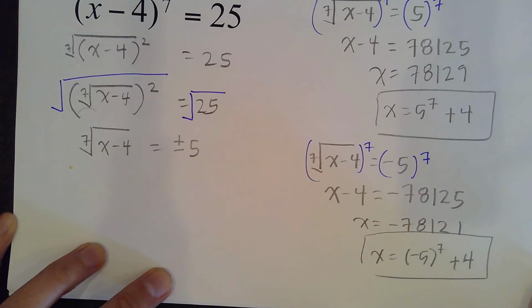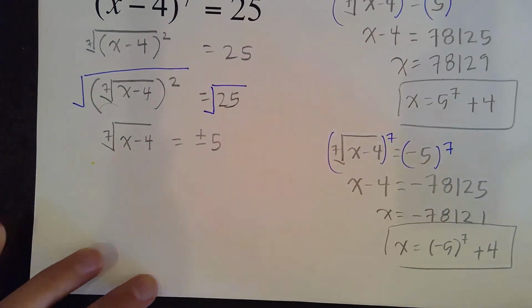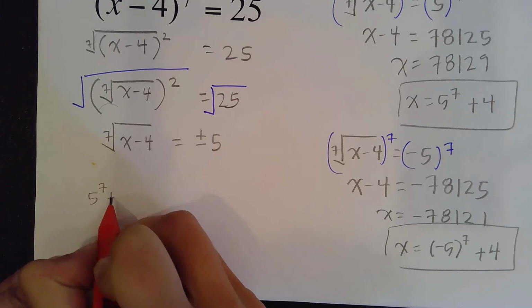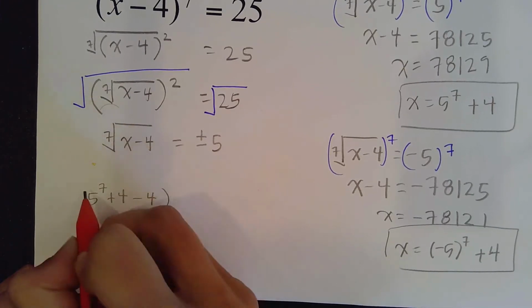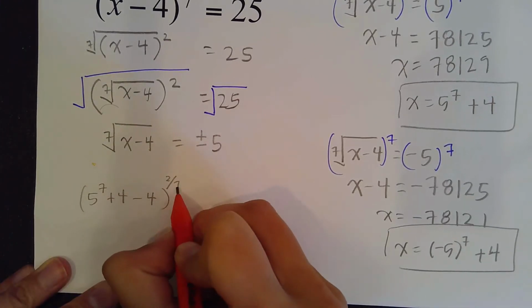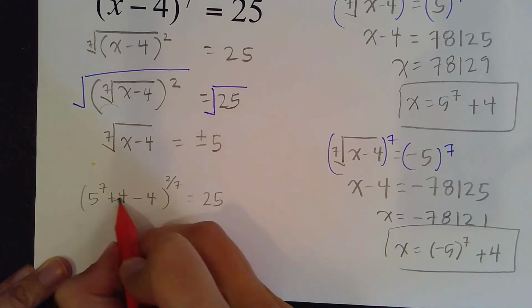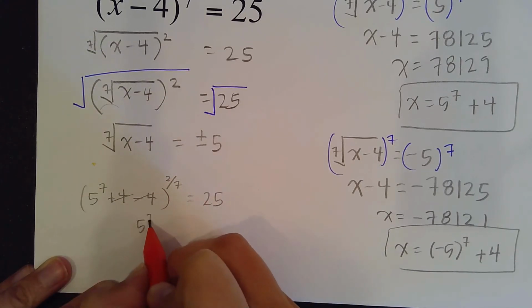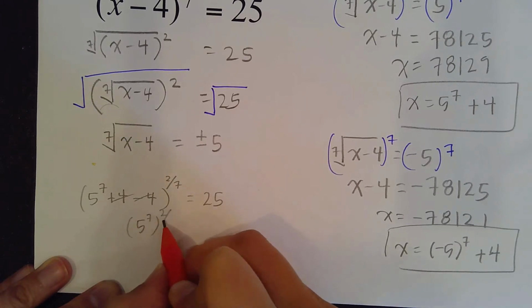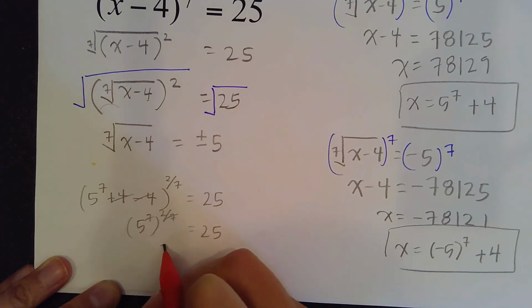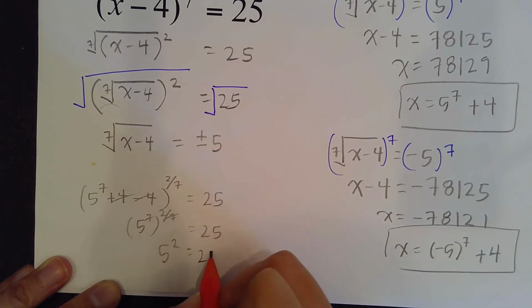Okay. Good deal. So let's check it. So let's put that in there. So 5 to the 7th plus 4 minus 4, raised to the, like this. So that's going to go away. So this is going to be 5 to the 7th to the 7th power. Phew. So this is going to be 5 squared, which is 25.